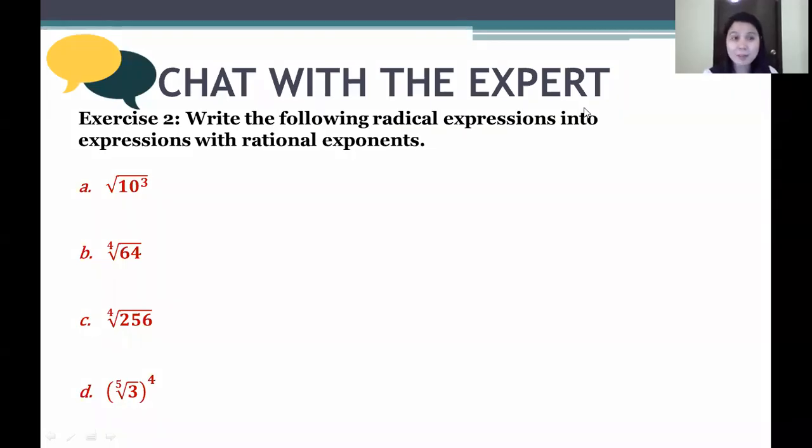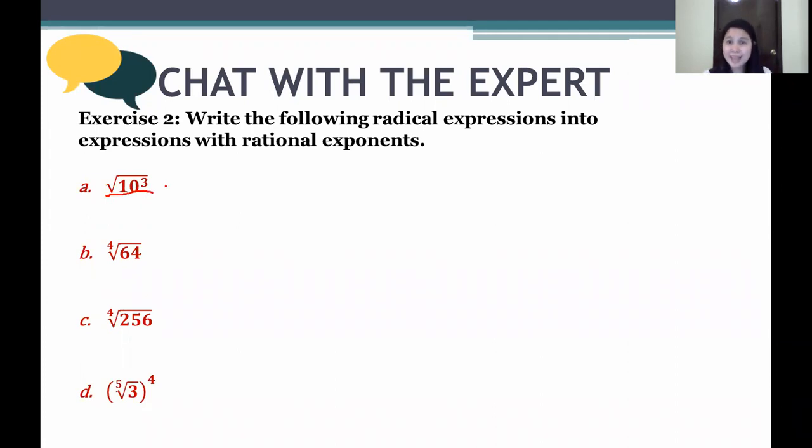Now, in the next part, we'll try to write the radical expressions into rational exponents. Then we will try to simplify it. Okay? Ready? Now, you can place your answers in the chat box this time, because you could make a square root sign or the caret. For letter A, write it as a rational expression.